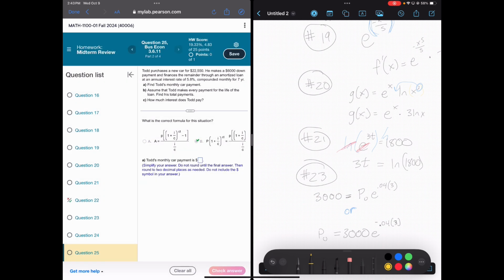The only thing you have to kind of be careful about with this one is he does make a down payment. So the loan amount isn't $22,550. That's not the loan amount. How do you get the loan amount? Subtract off the down payment. Take off the down payment.